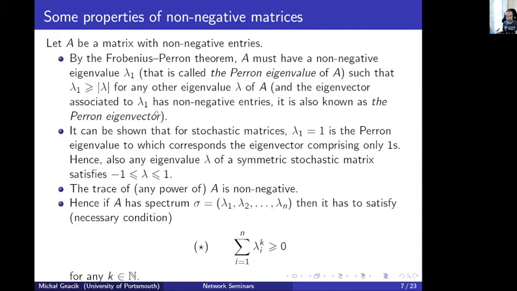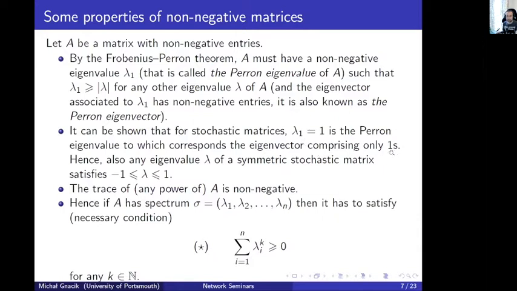the Perron eigenvector. So now, because my focus is, as I mentioned before, on symmetric stochastic matrices, symmetric allows me to work with real spectrum, and also symmetric stochastic gives you a doubly stochastic matrix, as I already mentioned. So it can be shown that a stochastic matrix has this Perron eigenvalue equal to 1, and this corresponds to the eigenvector which has ones everywhere.